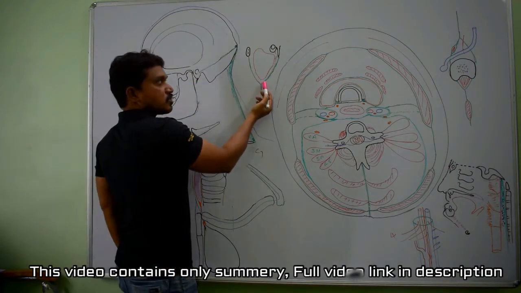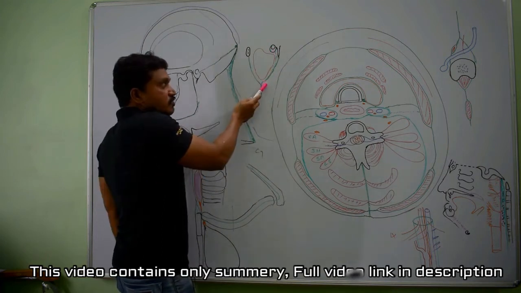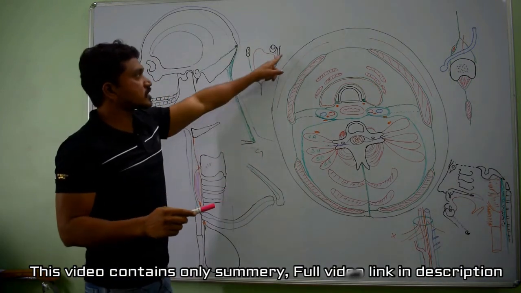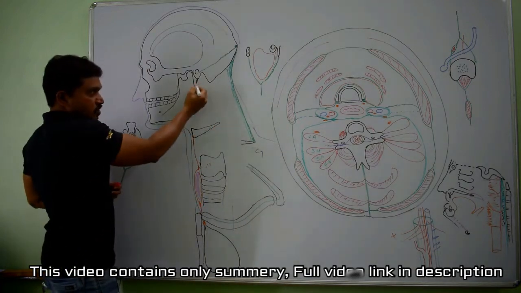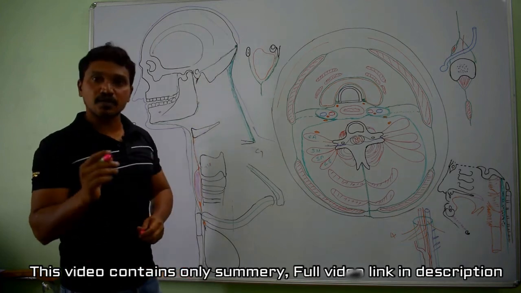Deep layer is loose and it attaches to the tympanic plate. Here the deep layer will be thickened and forms a ligament. That ligament we call stylomandibular ligament. That will be attaching from styloid process to the angle of the mandible. That will divide the parotid gland from the submandibular gland.